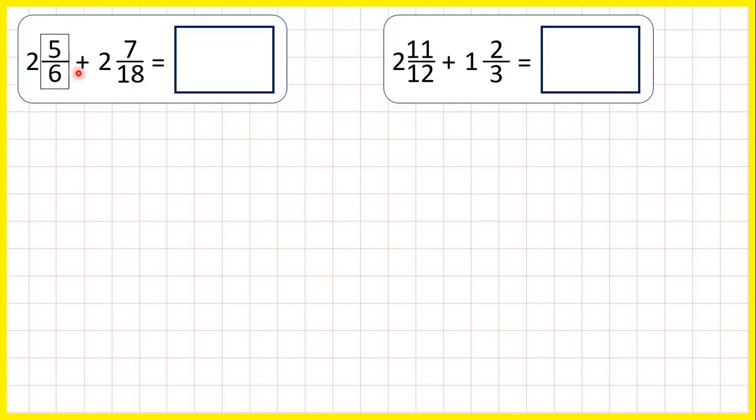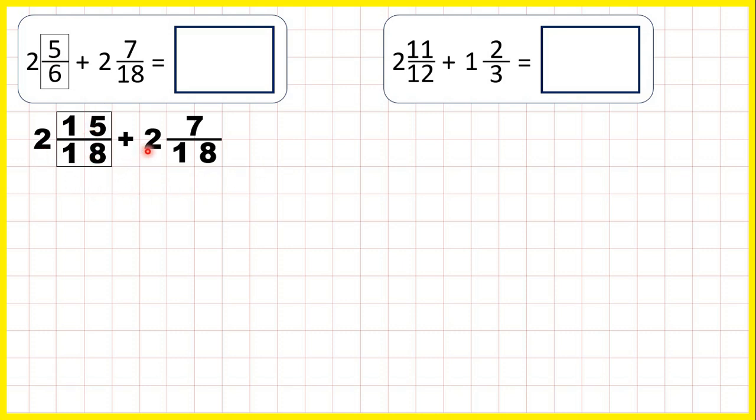of 18. So rather than 2 and 5/6, we can rewrite our question as 2 and 15/18 plus 2 and 7/18. That's because 6 times 3 is 18, and what we do to the denominator, we need to do to the numerator as well. And 5 times 3 is 15. So we found our equivalent fractions and rewritten the question.